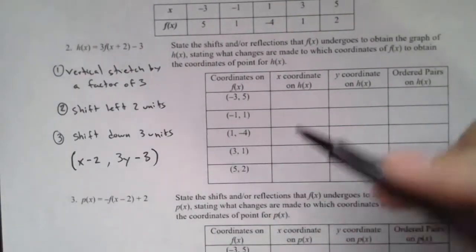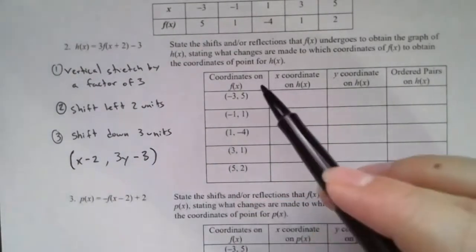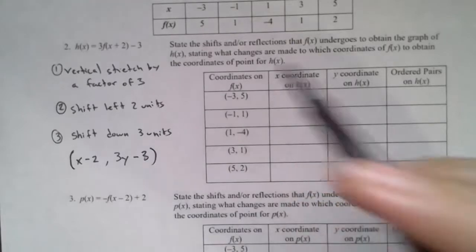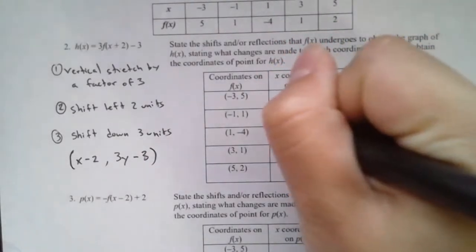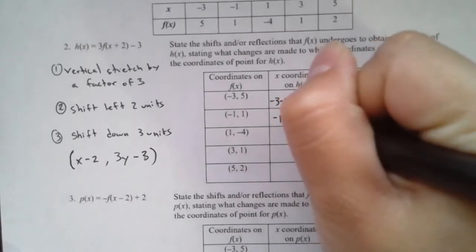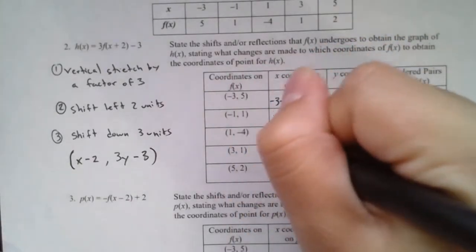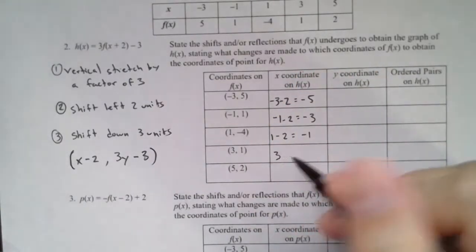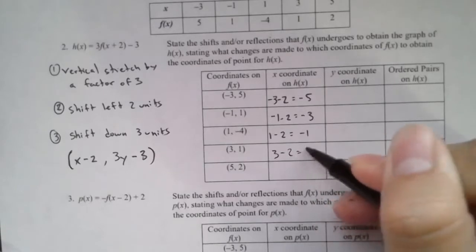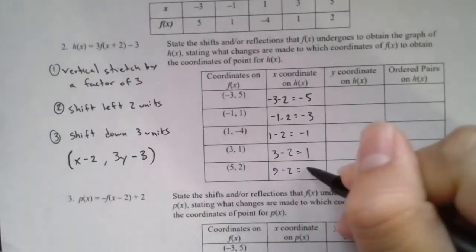Okay, the x coordinates on h of x, I'm subtracting 2 from each x, so negative 3 minus 2, I get negative 5, negative 1 minus 2, I get negative 3. Here I got 1 minus 2, negative 1, 3 minus 2, I get positive 1, 5 minus 2, I get 3.